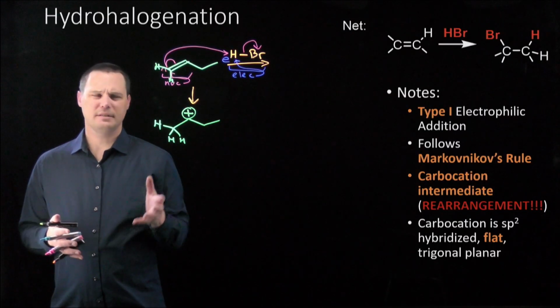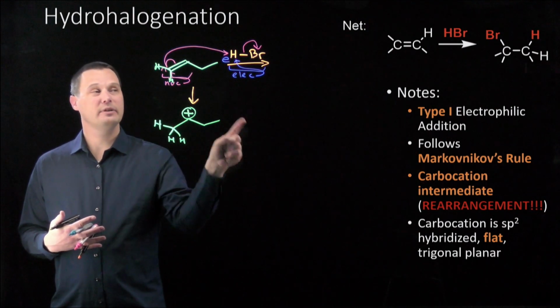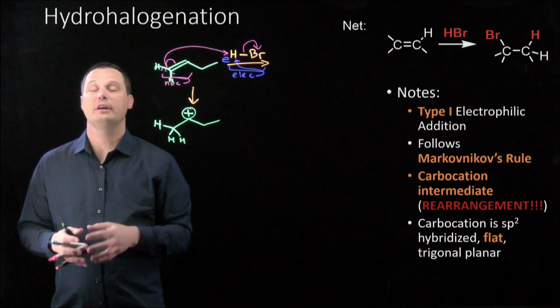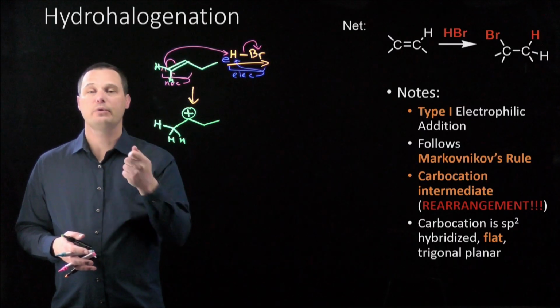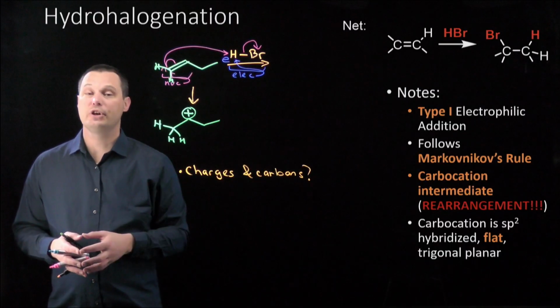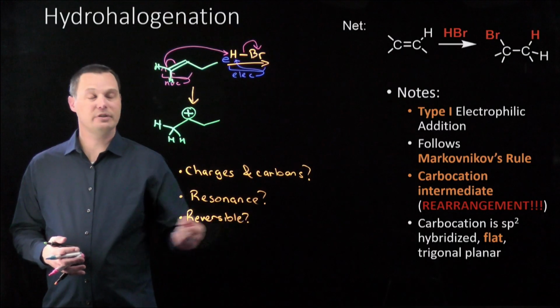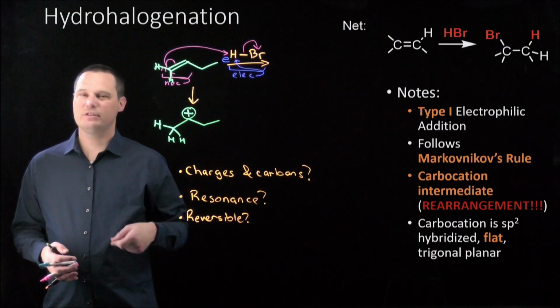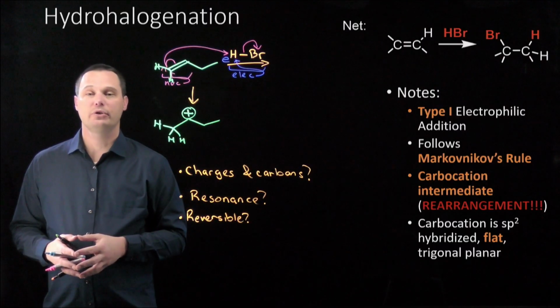But I just want to pause and sit here for a second. I want to give you a template, a frame of mind, to think about every step in the mechanism to make sure you're getting it right every single time. Whenever we draw intermediates in a mechanism, I always like to ask myself 3 questions after every single step. Those 3 questions are: do I have all of my charges and carbons? Can I stabilize this intermediate by resonance? And is the step that I just did reversible? If we ask ourselves those questions every single time after every single step in a mechanism, we'll be on our way to making sure we're drawing the mechanism correctly.